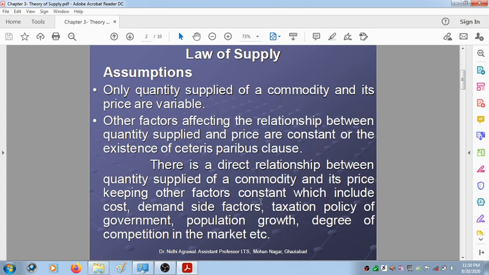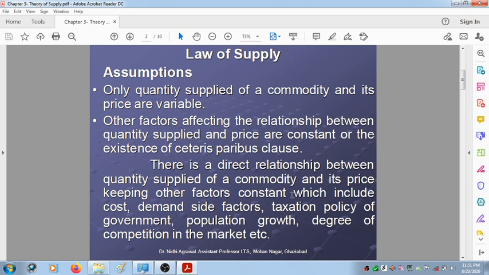Now let's focus on the law of supply. There are some basic assumptions of the law of supply. Number one, only the quantity supplied of a commodity, denoted by QS or Q, and its price, denoted by P, are variable. Other factors affecting the relationship between quantity supplied and price are constant, or there is always a ceteris paribus clause. Keeping other factors constant is a common assumption known as the ceteris paribus clause in economics. According to this law, there is a direct relationship between quantity supplied of a commodity and its price, keeping other factors constant.